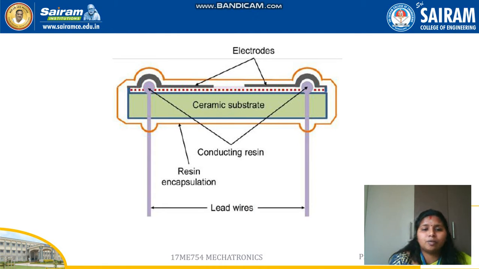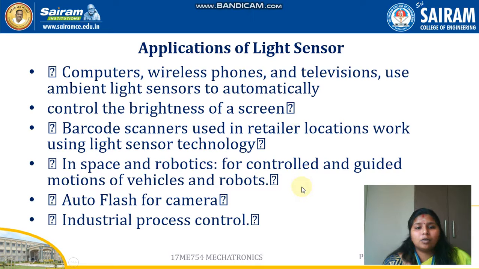For example, the photodiode consists of a conducting resin, electrodes, ceramic substrate, resin encapsulation and lead wires, which help in detecting the presence of light.